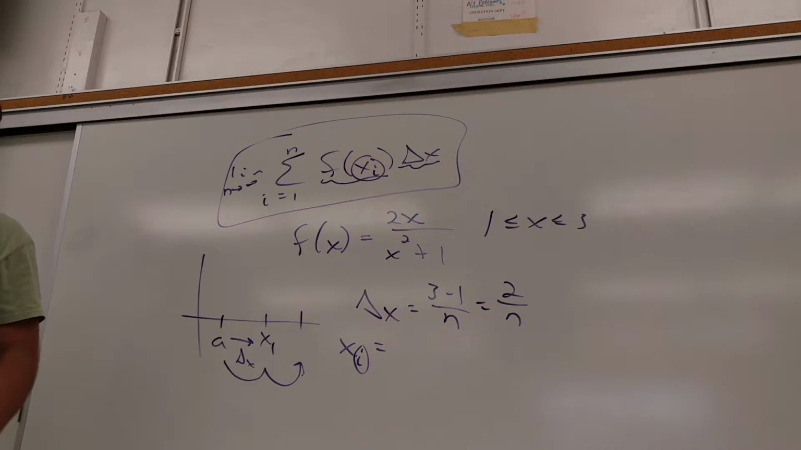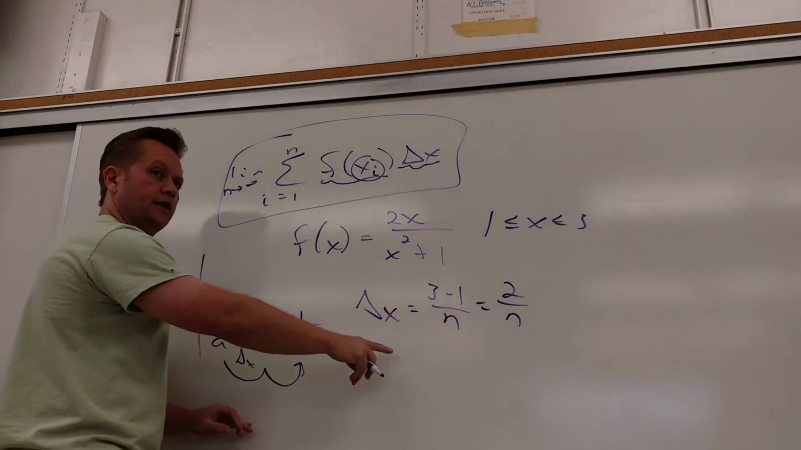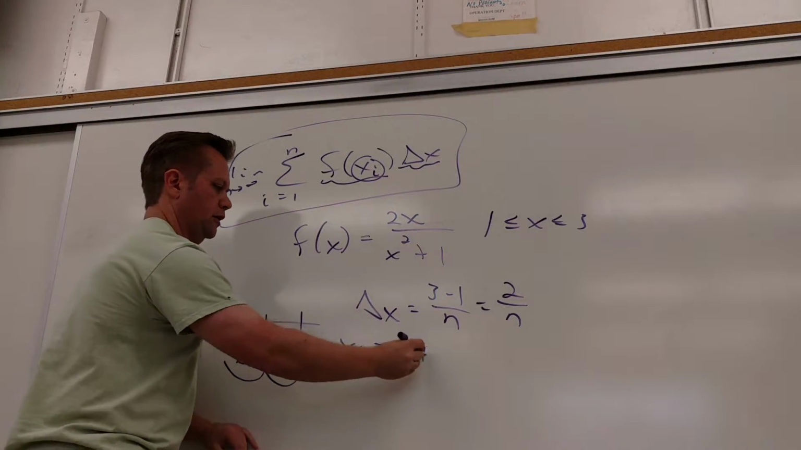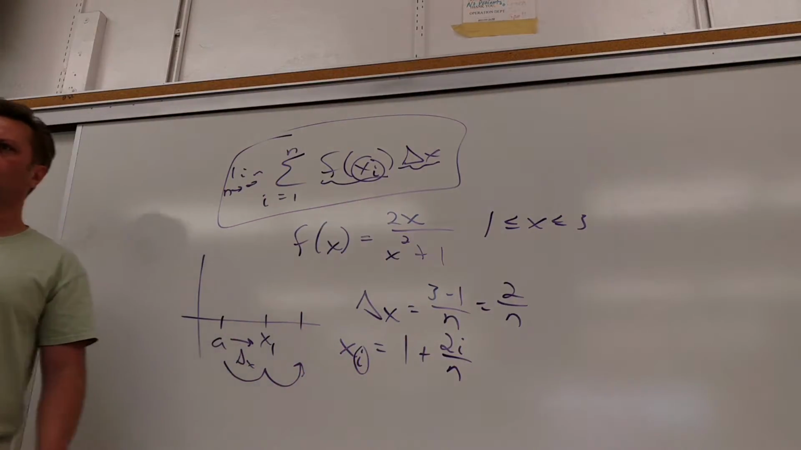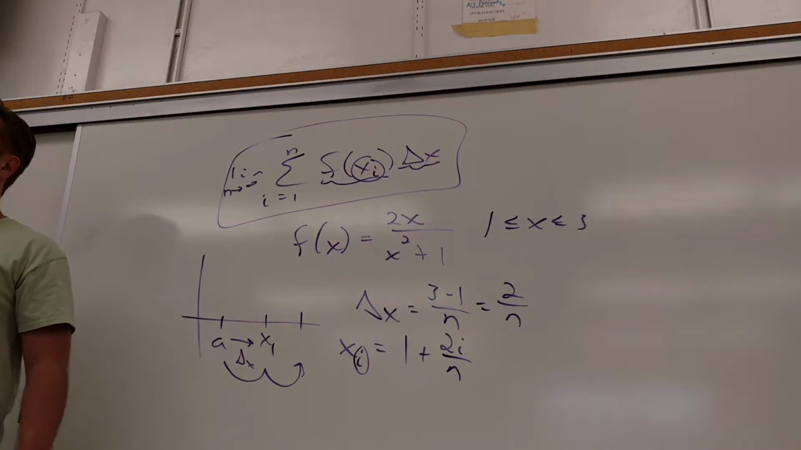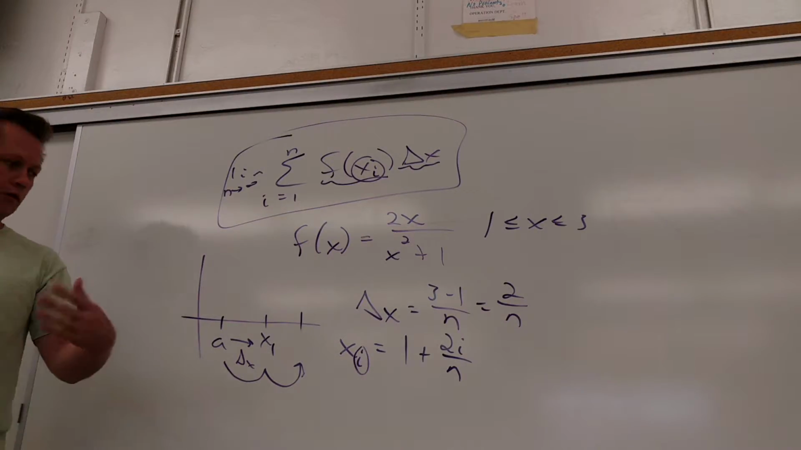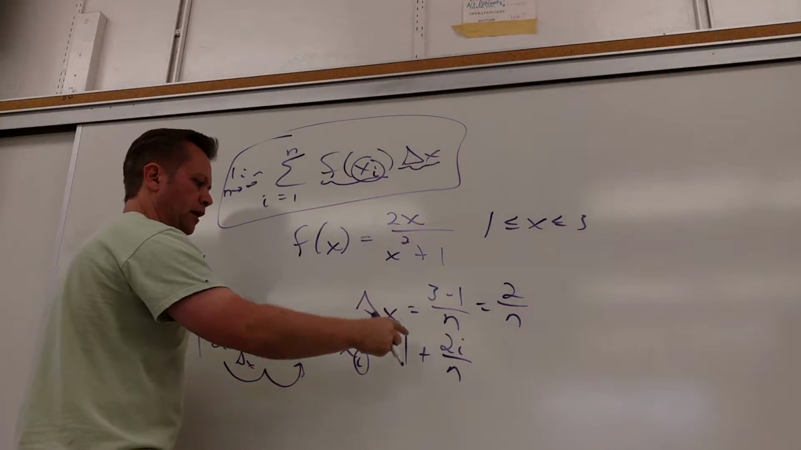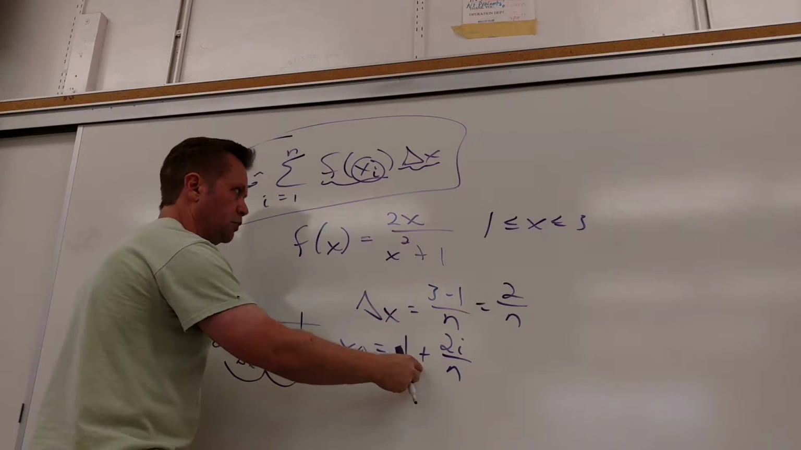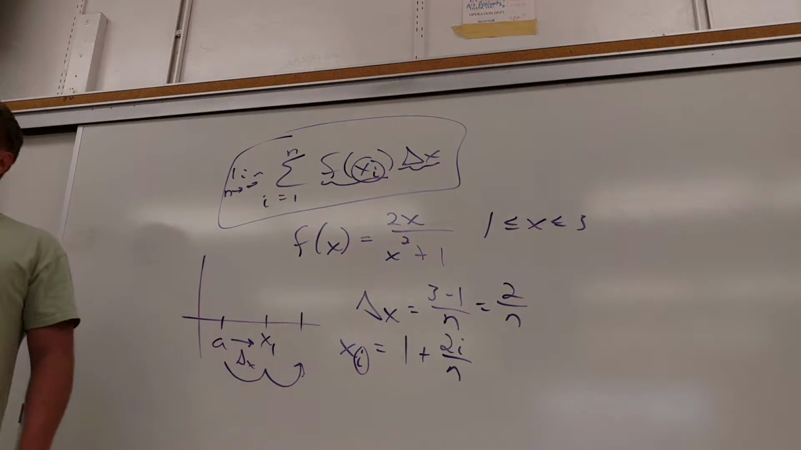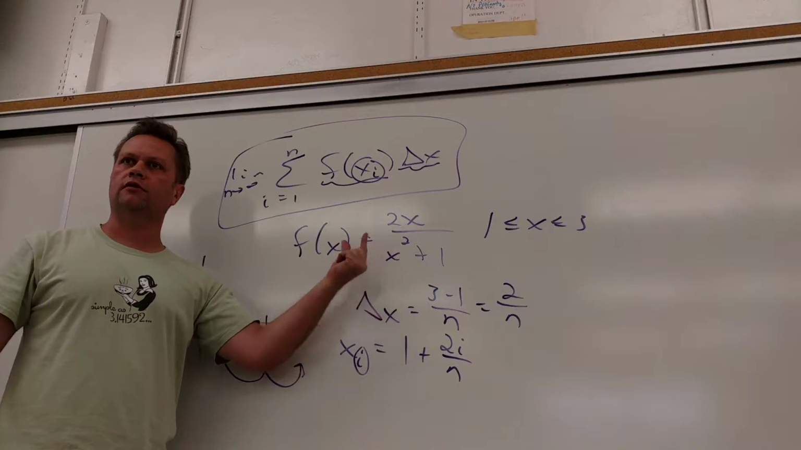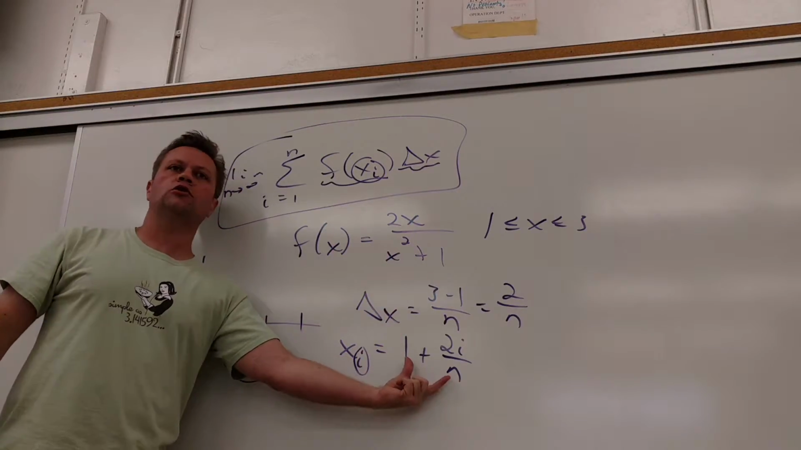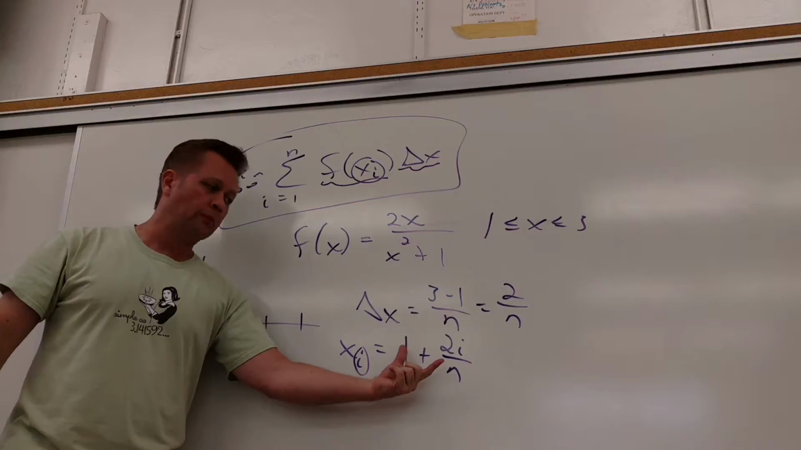So what is xi? 1 plus 2i over n. That gives you the value of x, and then you plug it into the function. Beautiful. So that sets up what my inputs are. Those are my inputs, so then I input them. The function they gave us is this. So everywhere you see an x, you're going to replace it with that thing.